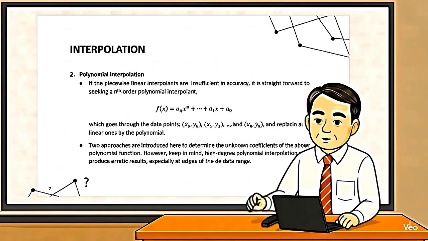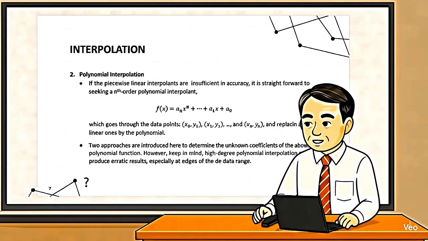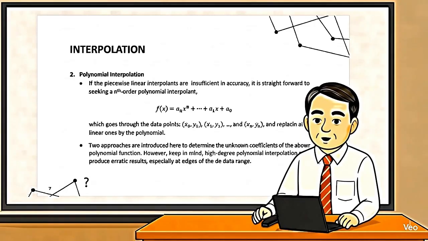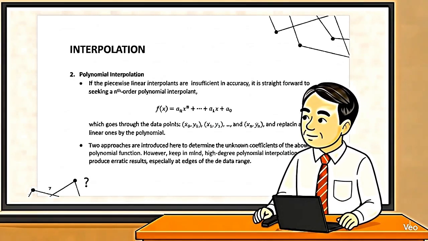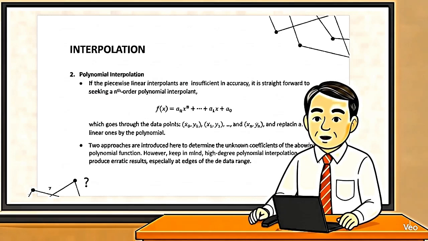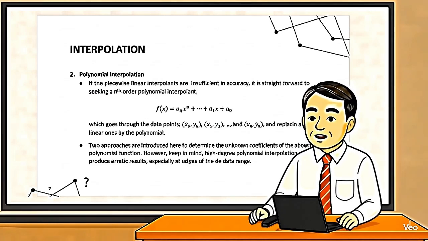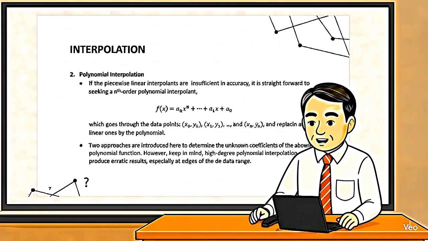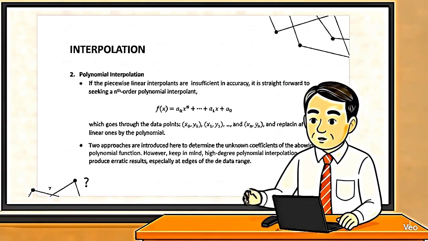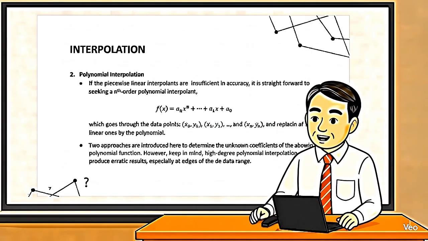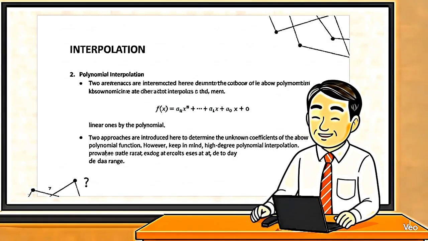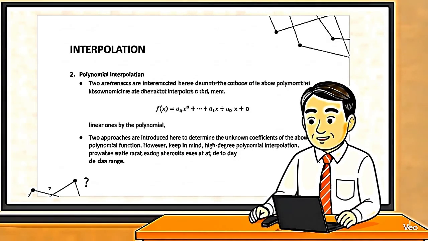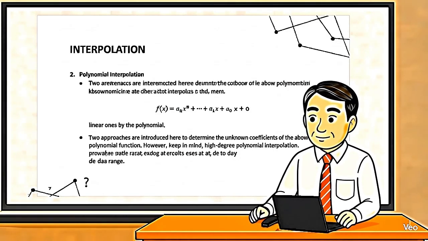Today, we're going to explore 2 primary approaches to determine these unknown coefficients. But a word of caution before we begin. While powerful, high-degree polynomials can sometimes behave unexpectedly. They can produce erratic, wiggly results, especially near the edges of our data set. So it's something to keep in mind as we proceed.